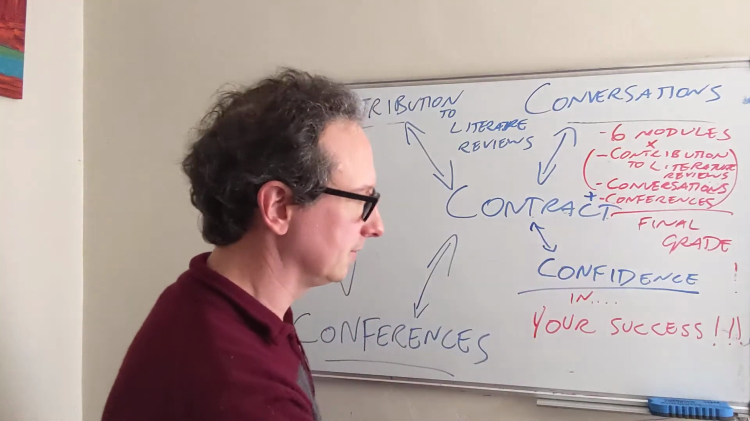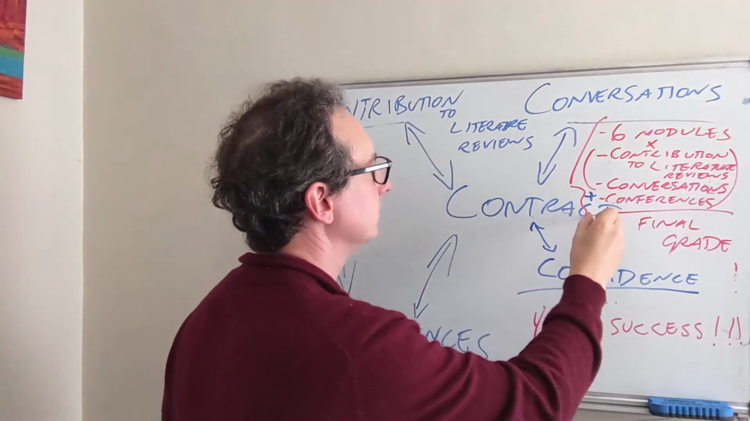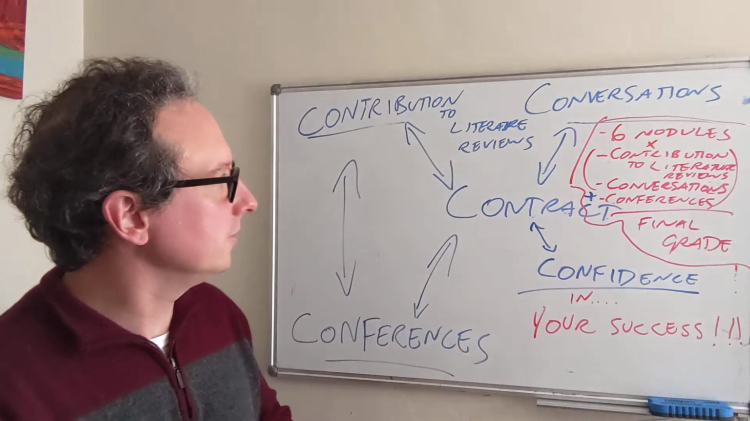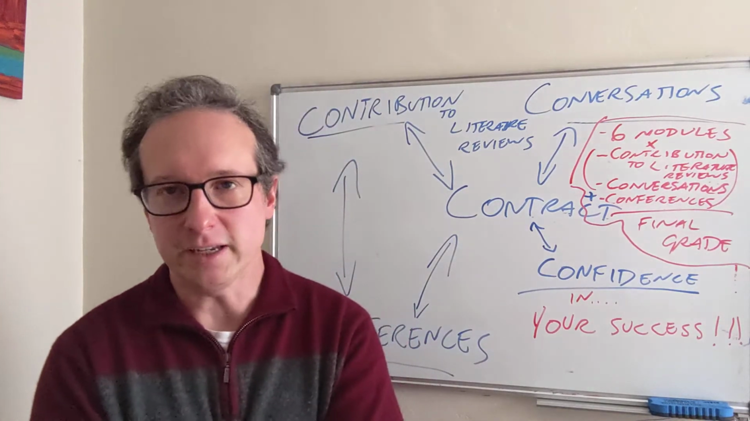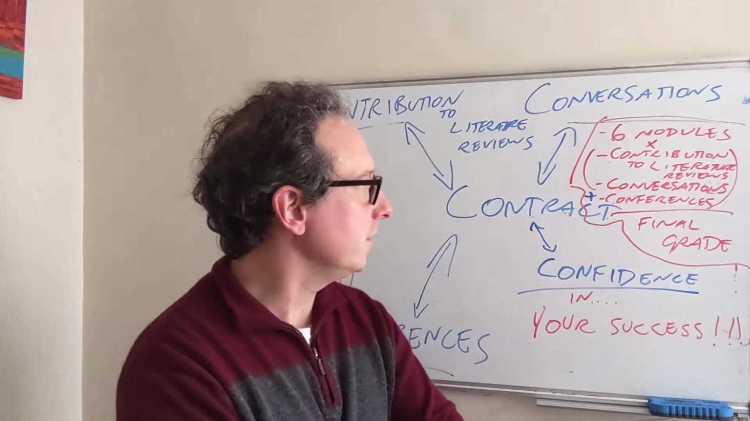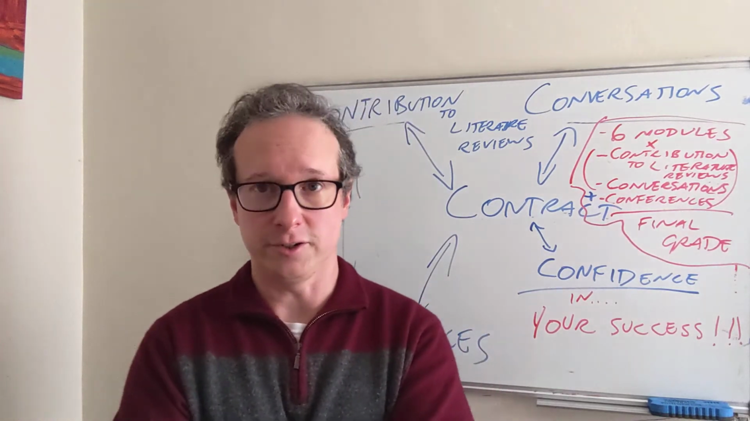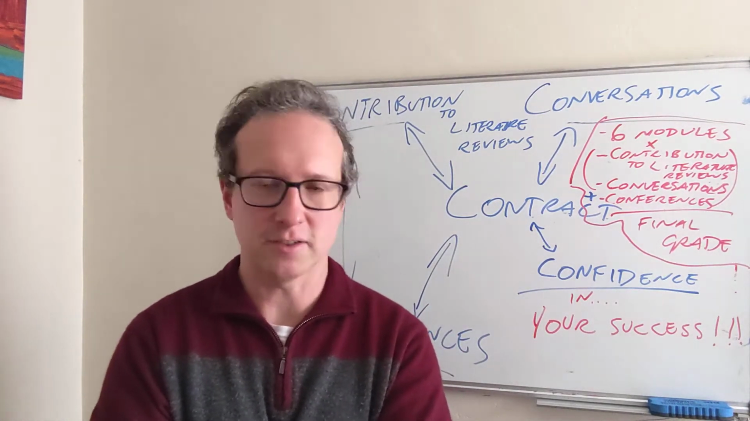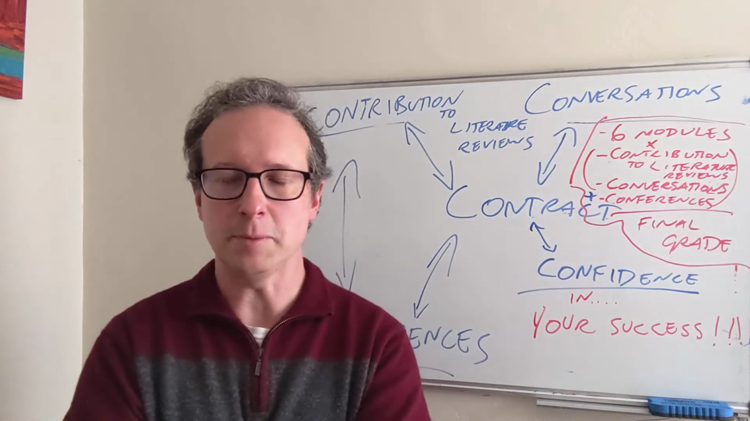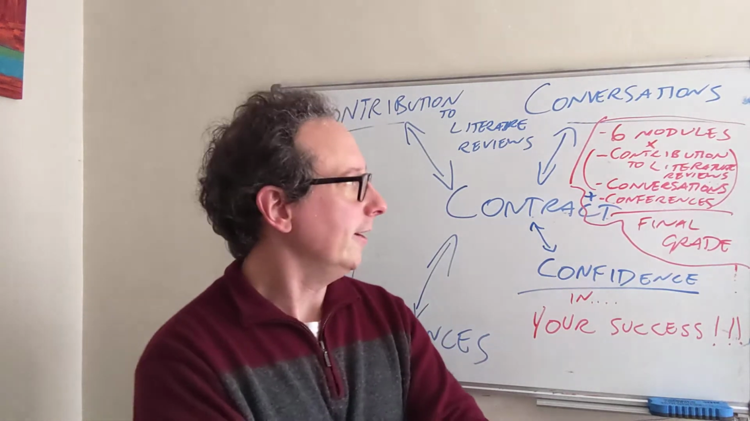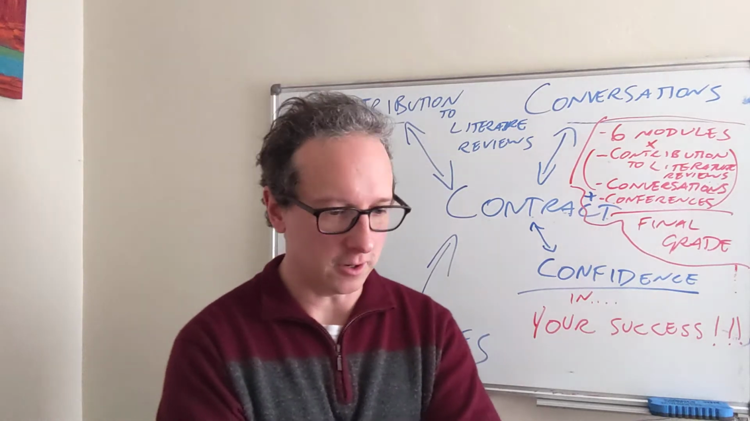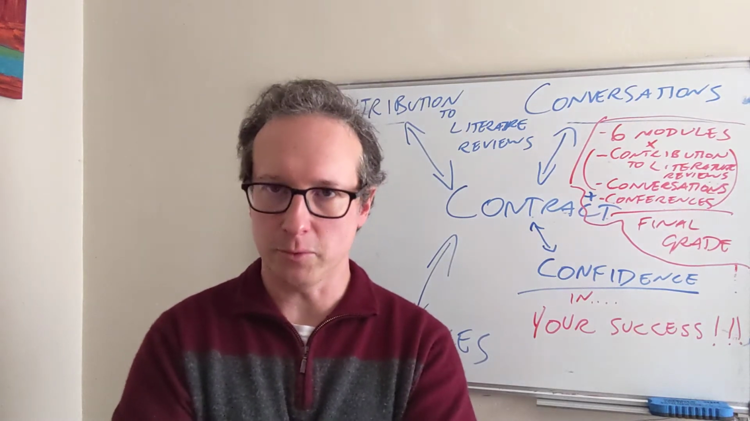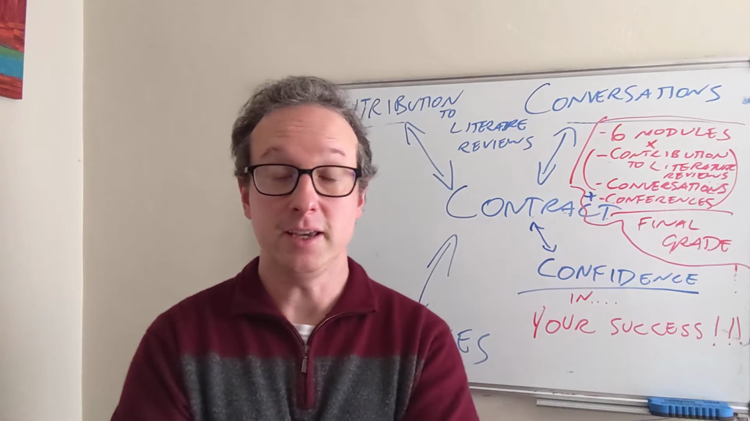So the contract is basically this. Everything in red is the contract. 6 modules, and each of the modules has 3 parts. One is what are called contribution to literature reviews. I've often called them literature reviews in the past, but this semester I'm calling them contribution to literature reviews, and maybe we'll call them CTLR papers. These are standard papers that I'm going to ask you to write, responding to long-form questions about the reading in that module.